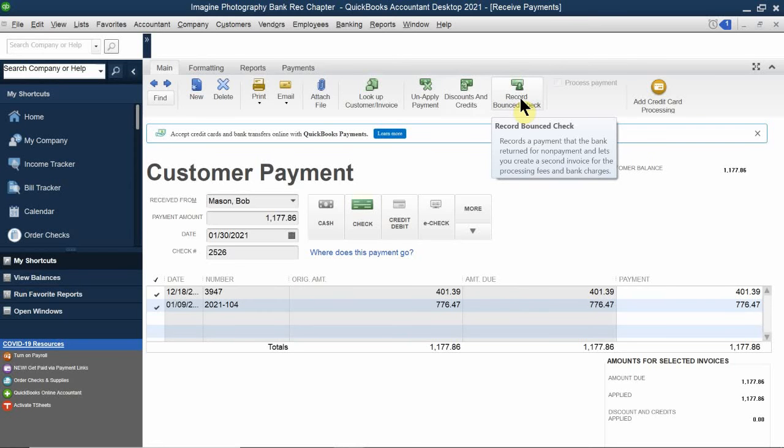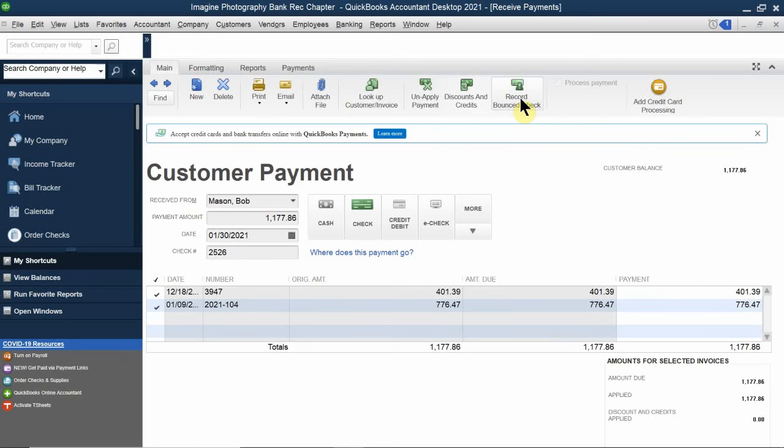Oh, I see. That's what I was trying to do. So this should be checked. All of these line items should be checked. Because in this case, we received a check from Bob Mason, but this specific check, 2526, he paid for two services. He paid for two bills.